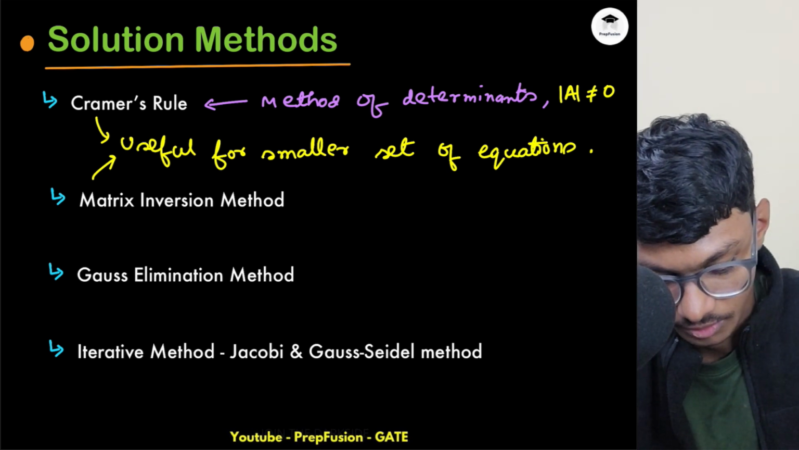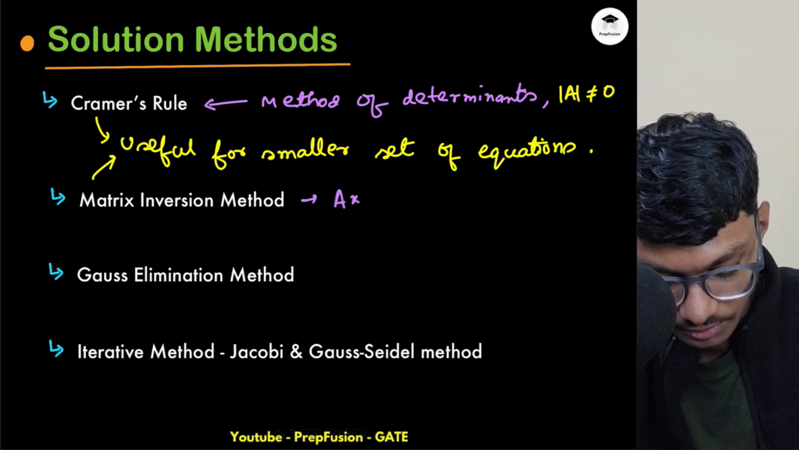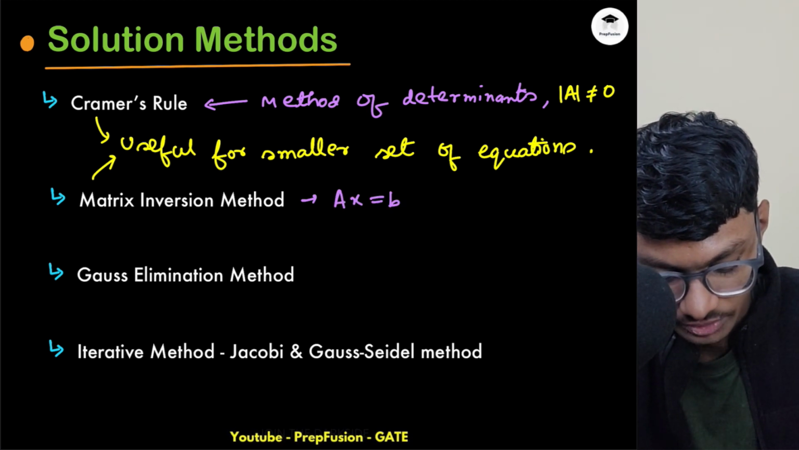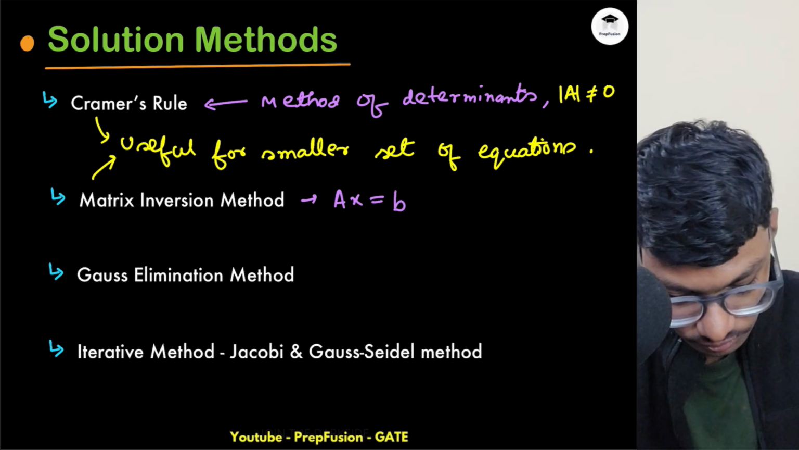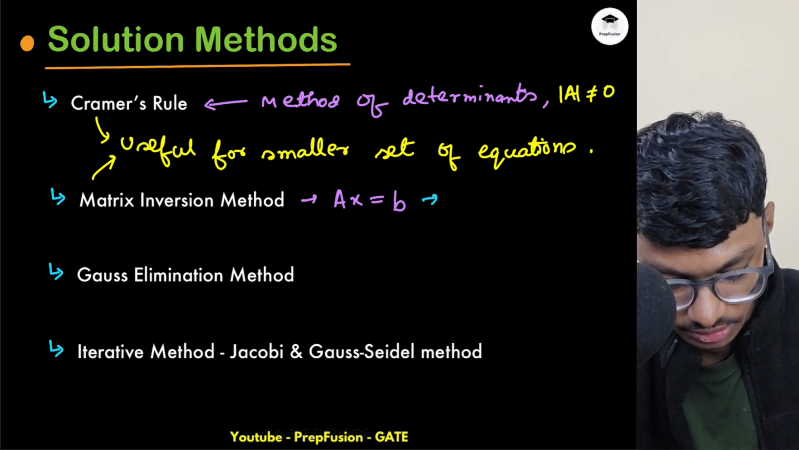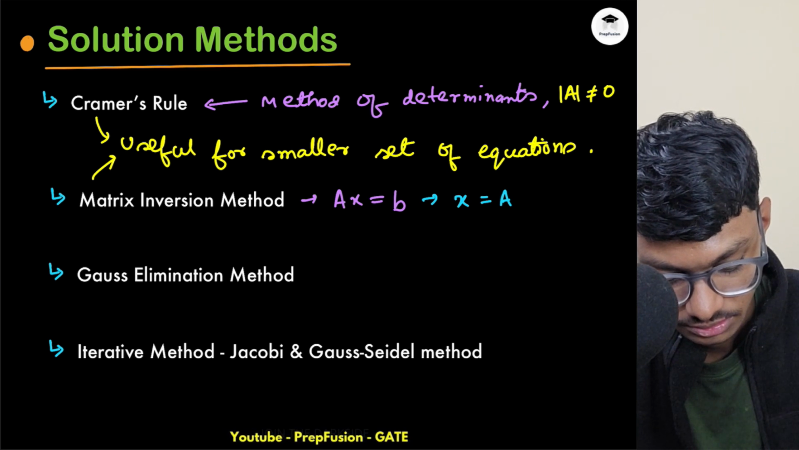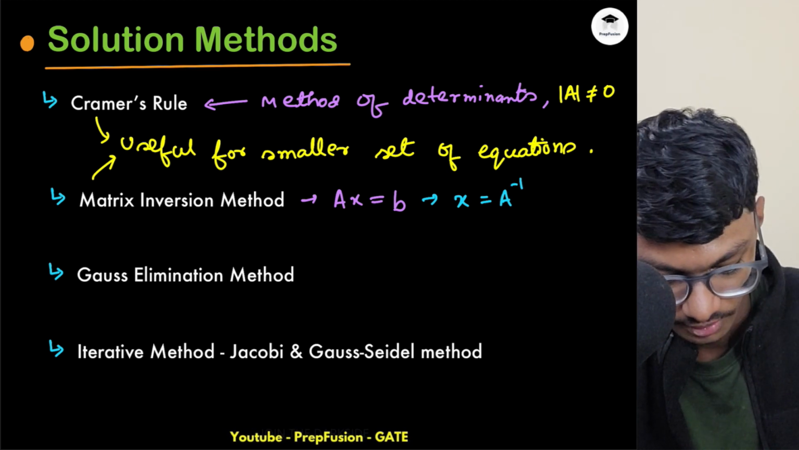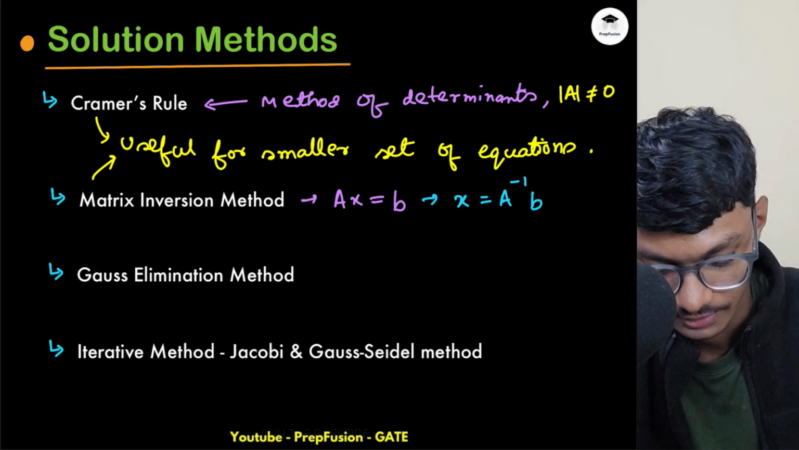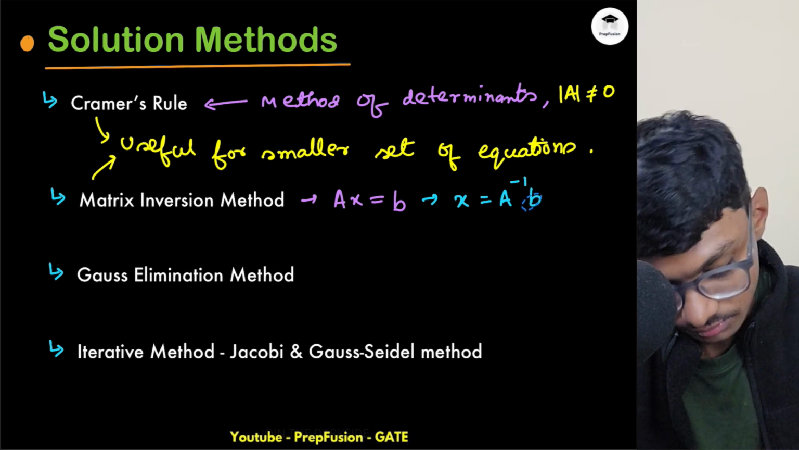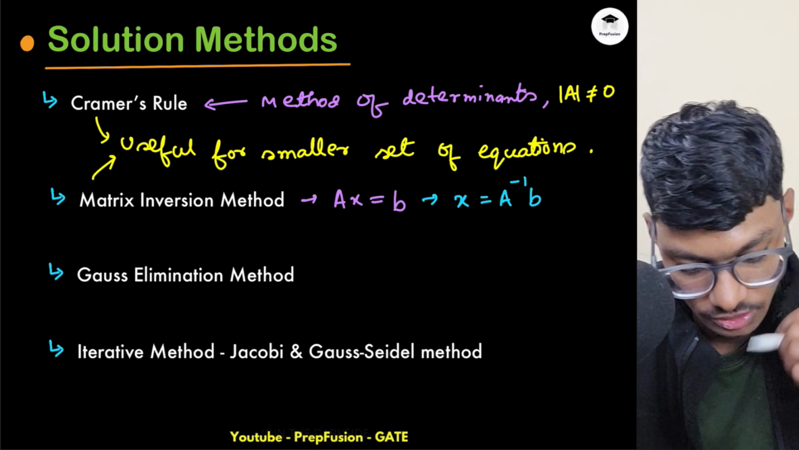Basically what we talk about is we write our linear equation in the matrix format, Ax = b, where x is the variable, A is the coefficient matrix, and b is the constant matrix on the right hand side. Now if you take the inverse on both sides and multiply by A inverse, this will be x = A inverse times b.